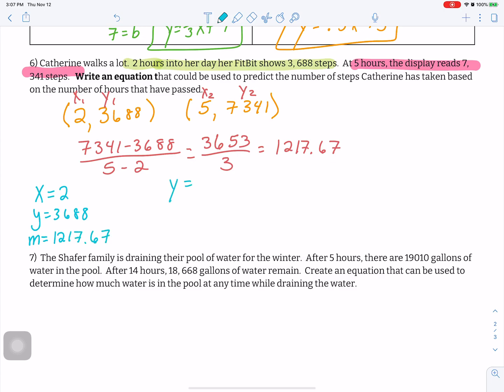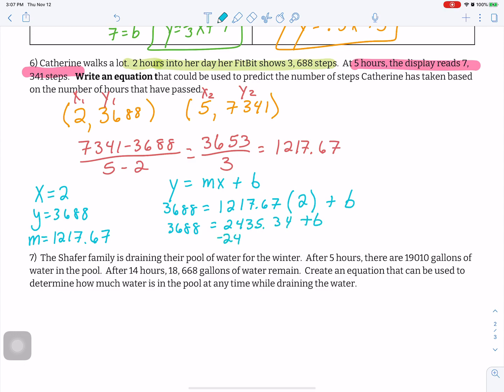And remember, we're putting it into slope-intercept form. So 3,688 equals 1,217.67. It's just saying approximately how many steps that she is making in an hour. You can also, on your calculator, if you didn't want to round it, leave it with all those decimals, and then it would make it more accurate. So on your paper, if you just cut off the decimals but left them on your calculator, that can get rid of any possible errors with that.